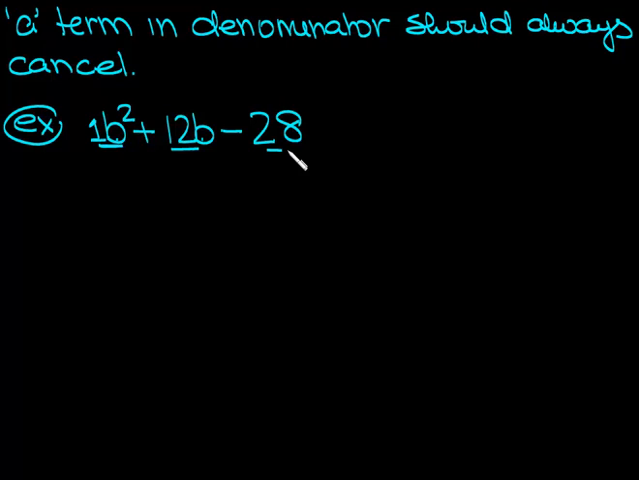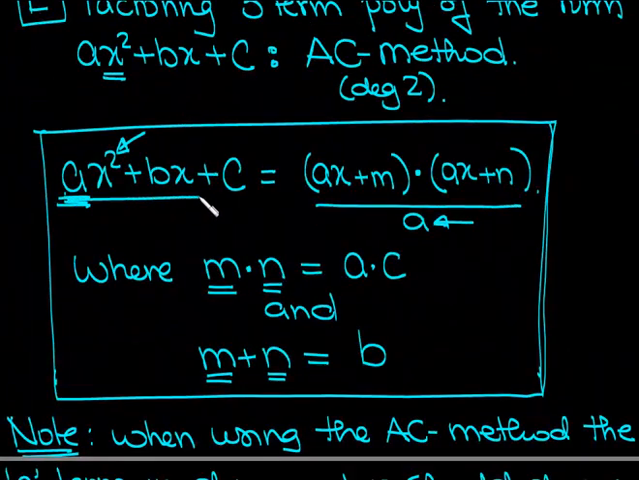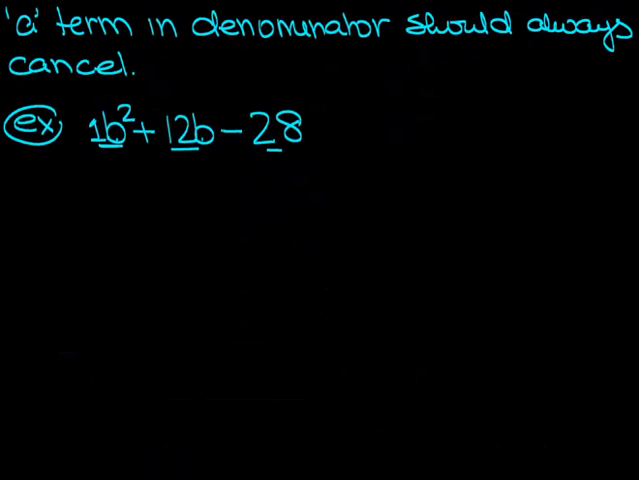Then you look at the number of terms. I have 3 terms, and then you check the degree. If it's 2, I can use the AC method. So I have 3 terms with degree 2, or if it looks like ax squared plus bx plus c, then I can use the AC method. So let's do that. The first thing I want to do is break it down into this.